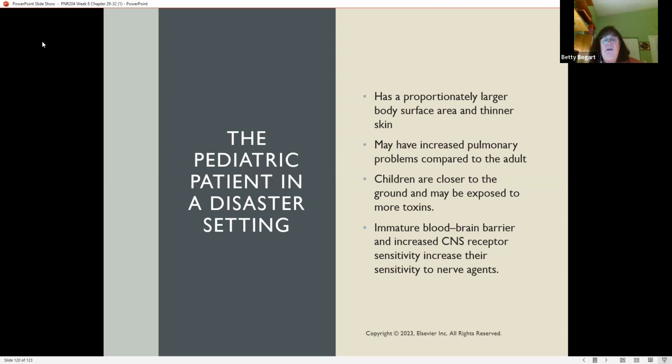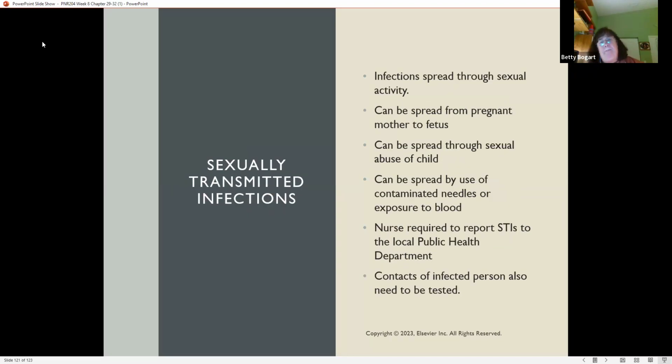Remember, children have a larger proportion of surface area and they can be hit harder. They have problems with their lungs post-hurricane. Kids are coming into the ER with asthma attacks because of all the stirring up of stuff with all that wind, right? And they're closer to the ground, so they're getting more of that dust, and we don't think about that. And they do have immature immune systems, blood-brain barriers, etc.